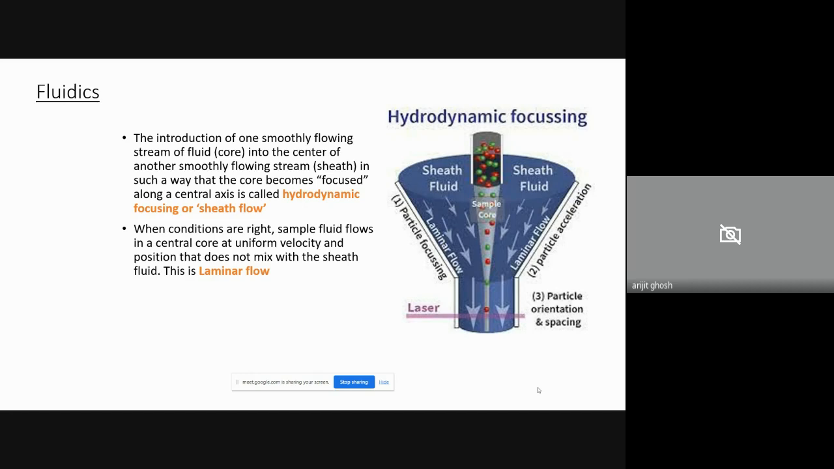Now, when all the conditions are exact and the sample fluid flows in a central core, and the velocity is uniform, not increasing or decreasing, flowing at the same velocity, then the two fluids don't get mixed, and this is called laminar flow.